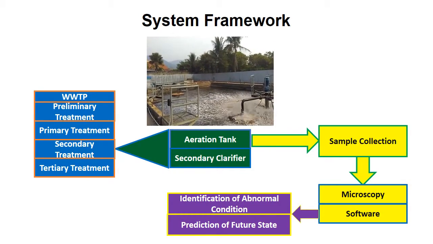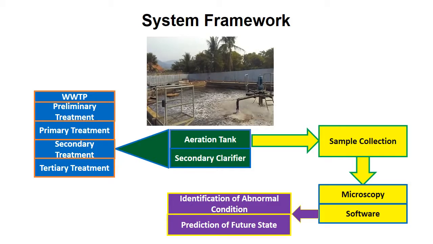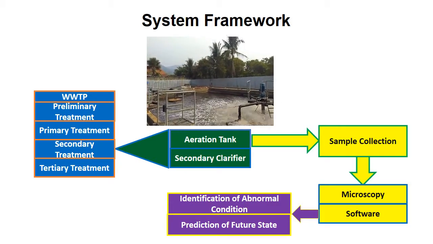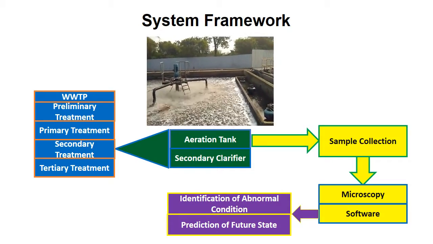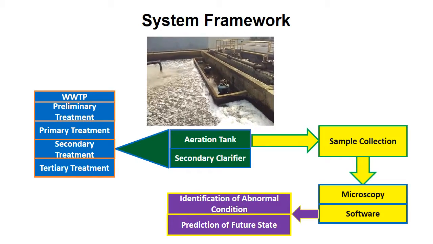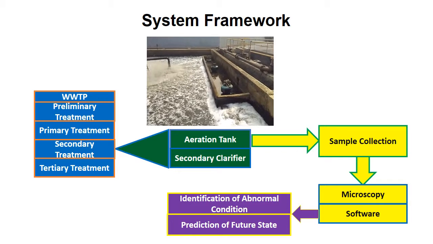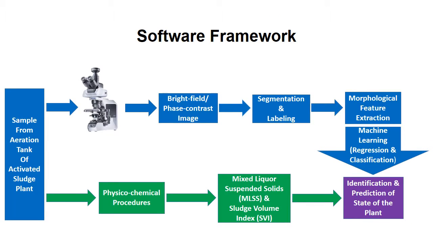In the project, we concentrate on secondary treatment, which mainly consists of aeration tank and secondary clarifier. Our work comprises the sequence of sample collection, microscopy, and software development for identification of abnormal condition and prediction of future state. We observed the samples collected from the aeration tank and acquired microscopic images of flocks and filaments.